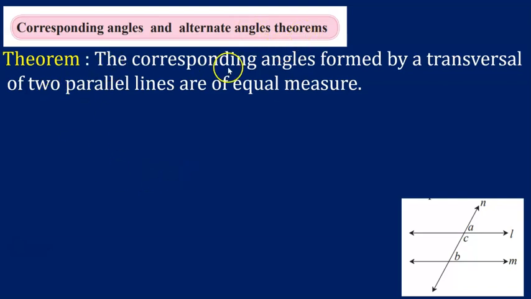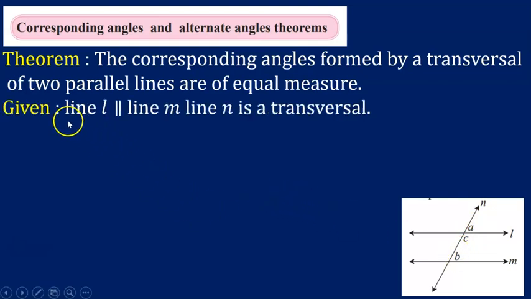Now next, the corresponding angles and alternate angles theorem. What is that theorem? The corresponding angles formed by a transversal of two parallel lines are of equal measures. Now see this figure. Line L is parallel to line M and N is their transversal. Angle A and angle B are the corresponding angles. When these two lines are parallel, the measures of the corresponding angles are equal. Given: line L is parallel to line M and N is their transversal. We want to prove that the measure of angle A is equal to the measure of angle B.